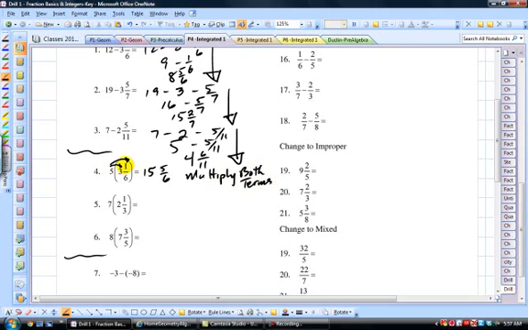Okay, I'm talking about the whole number and the fraction. That's all you do, all right? 7 times 2, 14. 7 times 1/3 is 7/3. Multiply both terms.